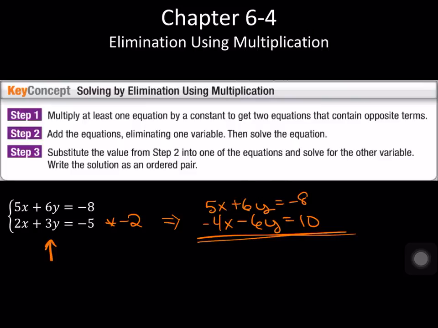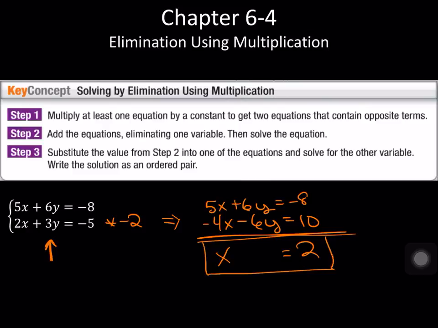5x plus a negative 4x leaves me with an x. Plus 6 minus 6 disappears. Negative 8 plus 10 leaves me with a positive 2. And so without doing anything else, I actually already know that x equals 2. That's part of my solution.